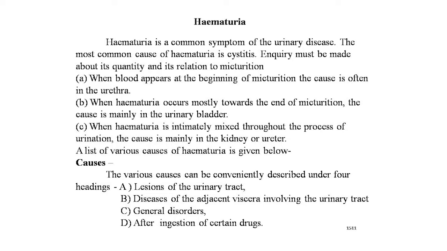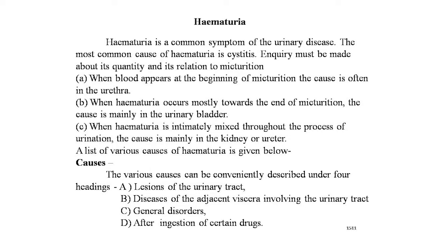Haematuria may be microscopic in a few conditions, particularly ureteric stones. Haematuria may be profuse, as may be seen in enlarged prostate. When the blood appears at the beginning of the micturition, the cause is often in the urethra. When the haematuria occurs mostly towards the end of the micturition, the cause is mainly in the urinary bladder. When haematuria is initially mixed throughout the process of the urination, the cause is mainly in the kidney and ureter. This is the very significance to diagnose where the blood is coming from.